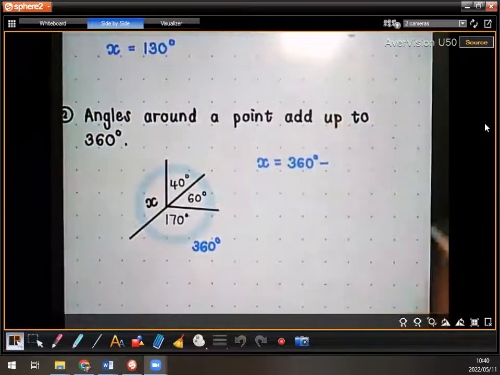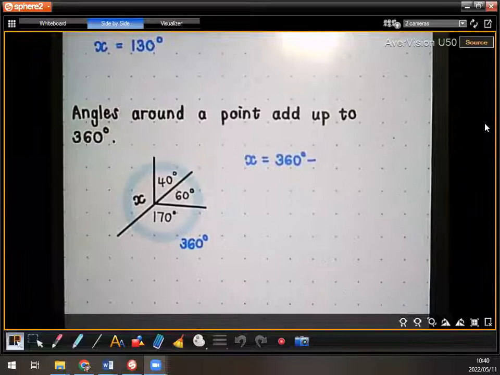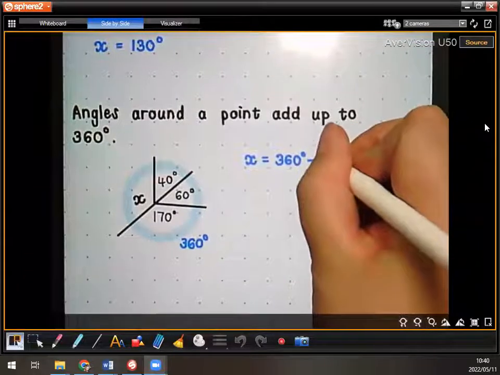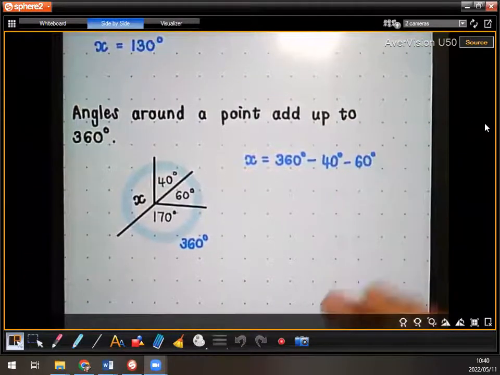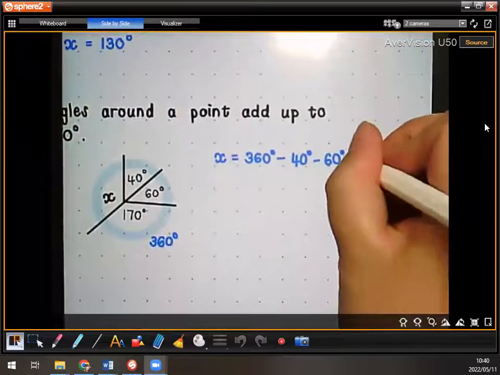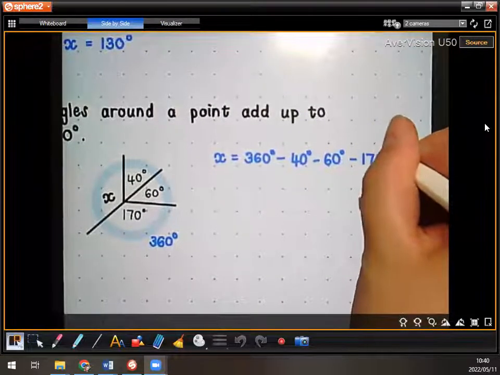360 degrees minus those three. Now you can do what Ryan suggested, you can add all three of them together and then subtract one value if you want to, that's fine. But I'm just going to do it all in one step. I'm going to say minus 40 degrees, minus 60 degrees, minus 170 degrees.